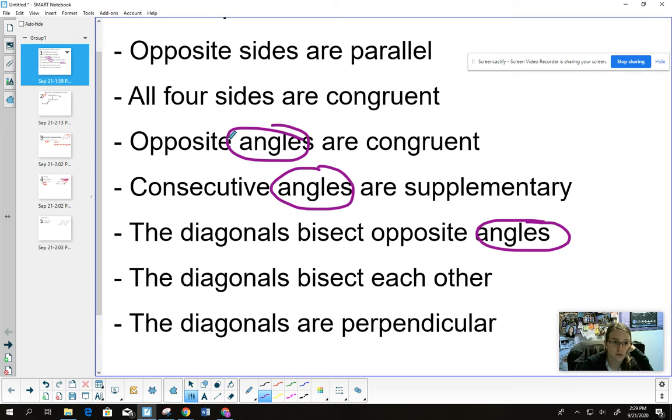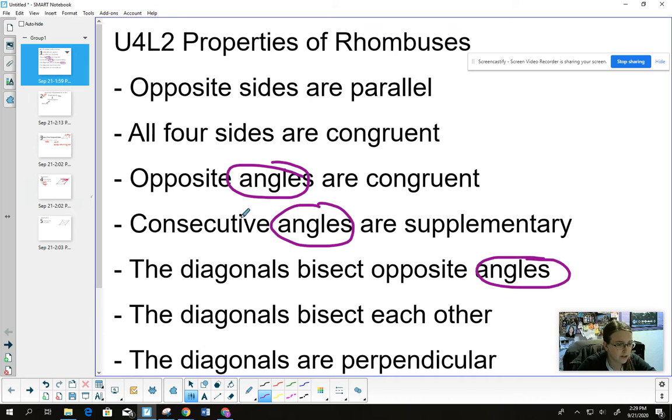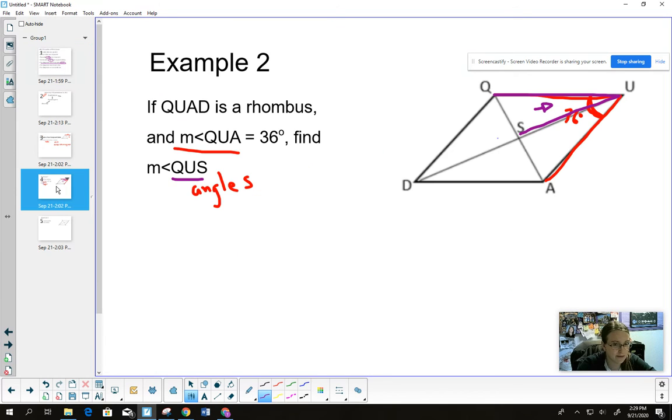Now looking at the first two, this says opposite angles and consecutive angles. What that means is specifically different angles. These are different angles, but these are opposite, like angle Q and angle A, versus angle Q and angle D, which are consecutive. We're looking at all of angle U and then a part of angle U. So if we notice, this one right here says the diagonals bisect opposite angles. Here's what that means then.